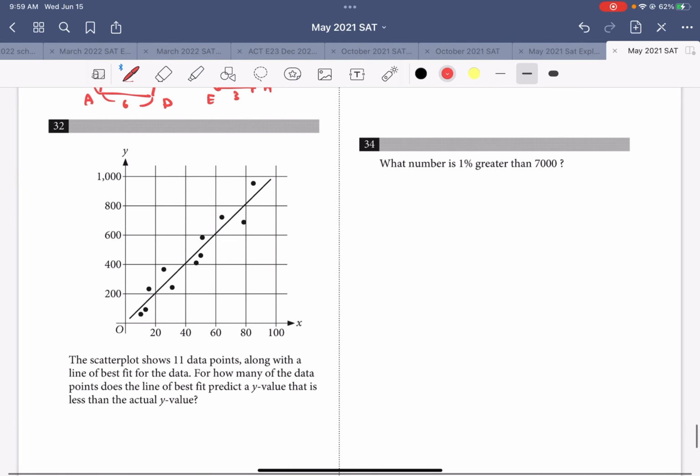Number 32. The scatter plot shows 11 data points along the line of best fit for the data. For how many data points does the line of best fit predict y values that are less than actual? So the predicted value is less than actual. The predicted value is on here, on the line. That is less than actual. So actual is right here, right? The predicted line value is less than the actual dot. So how many? You have 5.